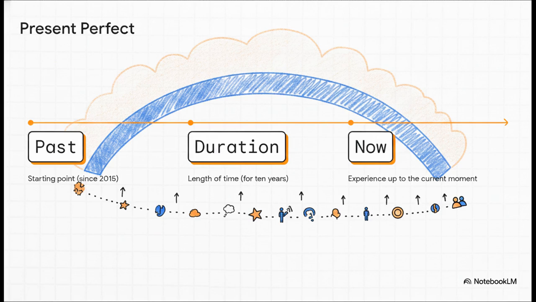Okay, moving on, the second major time trap is the present perfect tense. Now, looking at this timeline, the present perfect tracks your life experience starting from a specific point way back in the past, continuing for a duration right up to this current moment. It acts like a bridge between the past and the present.